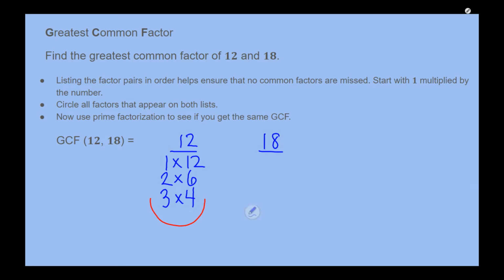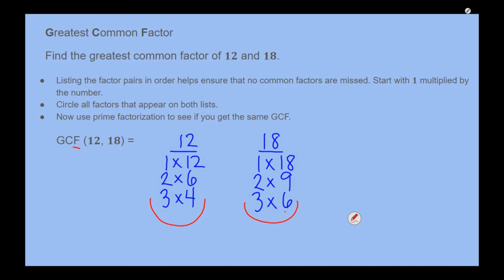Let's move on to 18. Of course, we start with 1, so we have 1 times 18. 18 is even, so we do 2 times 9. 18 is divisible by 3, so using our counting numbers 1, 2, 3, we have 3 times 6. The next number to check would be 4. 18 is not evenly divisible by 4. The one after that to check would be 5. 18 is not divisible by 5. That brings us back to 6, and since 6 is already paired with the factor of 3, we are all set. We've got all the factors of 18.